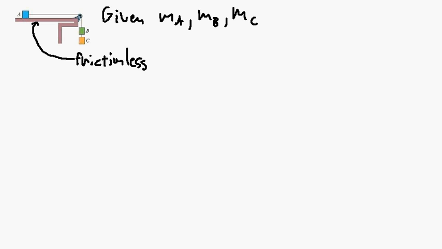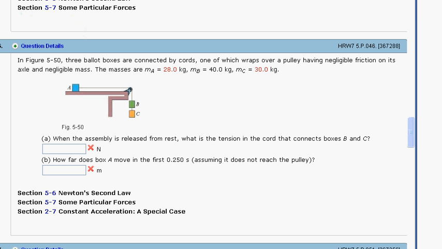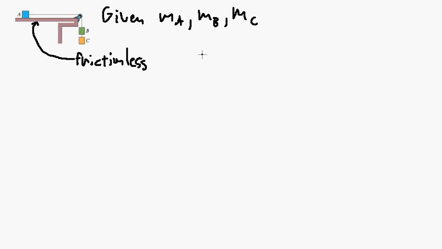So the first thing we want to find is, when this thing is released from rest, what is the tension in the cord that connects boxes B and C? Here's what I'm going to do: draw free body diagrams for all these things. Free body diagram for box A. It's sitting there, so it's going to have tension in the cable, no friction, weight, and a normal force.